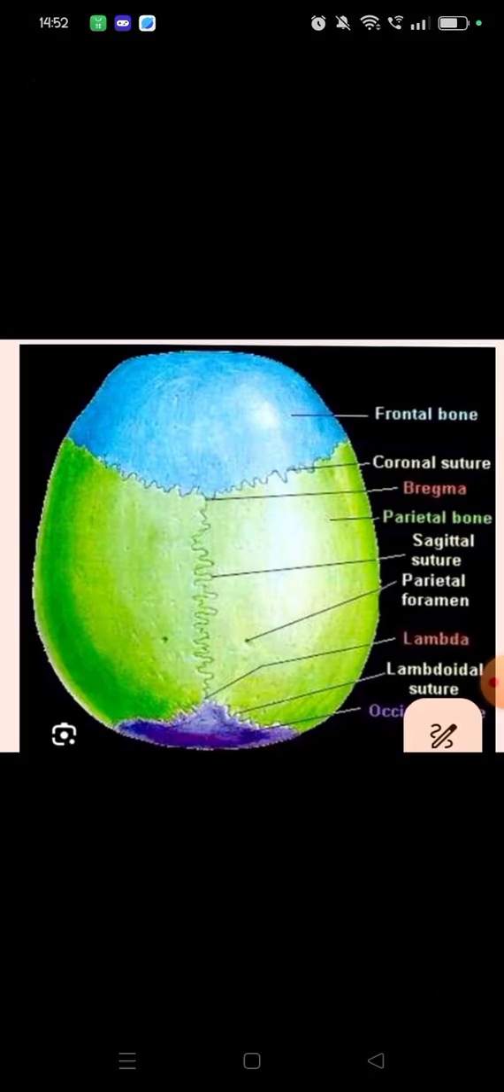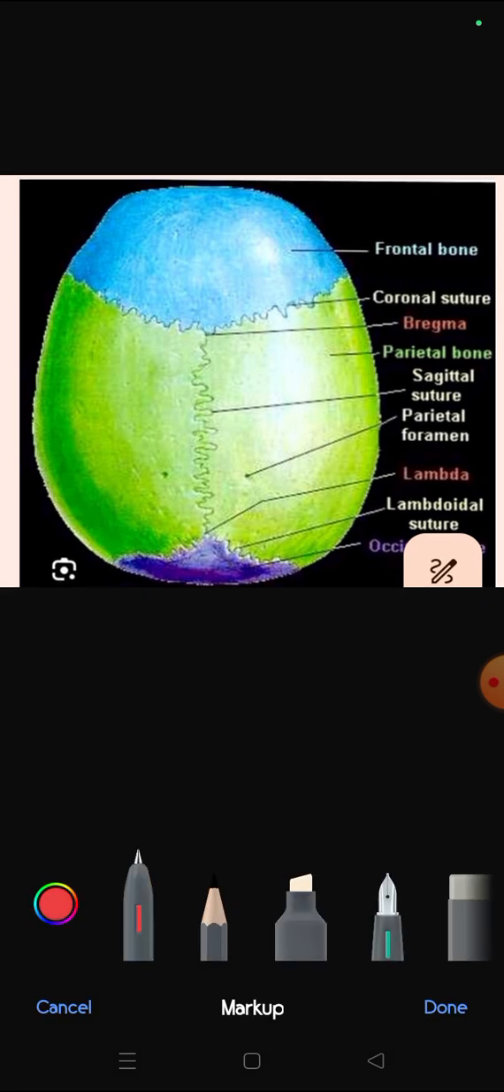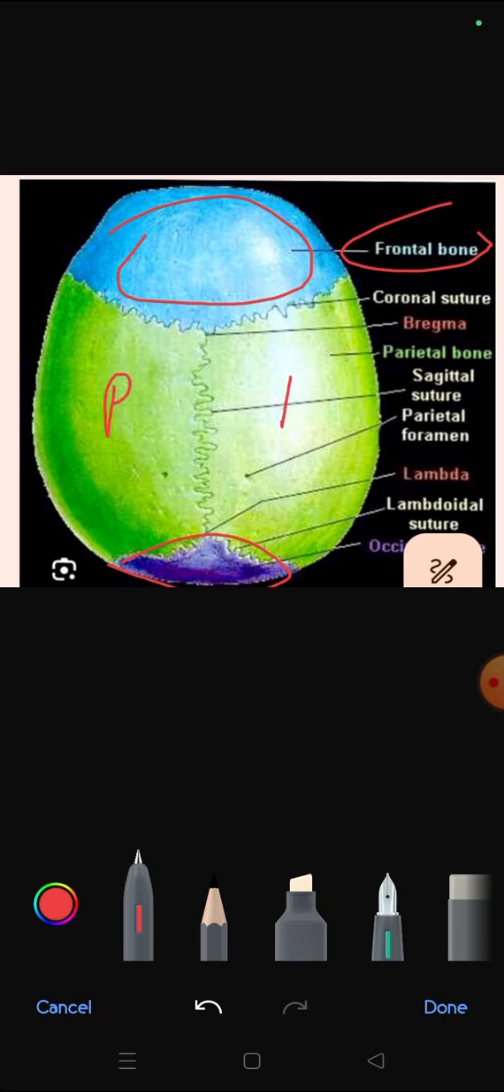First of all, we can see here this blue color bone is the frontal bone, right? And this purple color bone is the occipital bone. These are the bones which we can view from the superior view of the skull. So this is the frontal bone and this is the occipital bone. Here are two parietal bones which we can see from the superior view. These are two parietal bones, this is the frontal bone and this is the occipital bone.